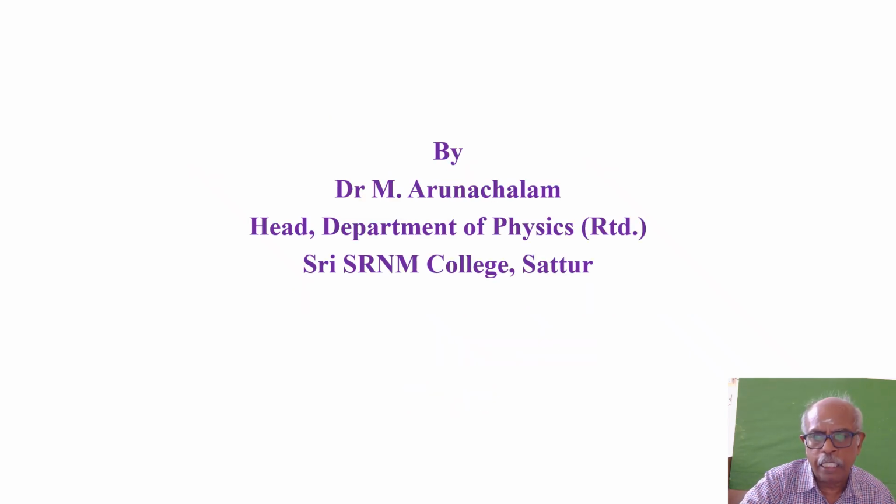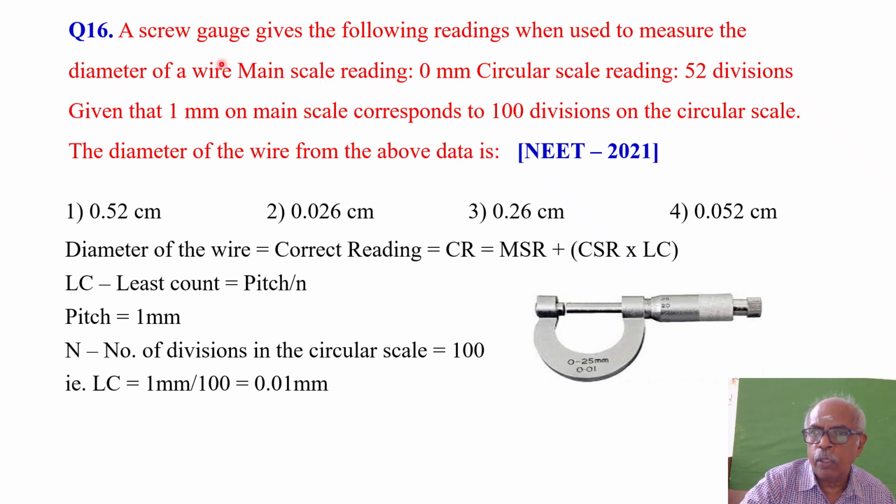Physics and Measurement. The question is, a screw gauge gives the following readings when used to measure the diameter of a wire. Main scale reading 0 mm. Circular scale reading 52 divisions. It is given that 1 mm of main scale corresponds to 100 divisions on the circular scale. The diameter of the wire from the above data is how much? 0.52 centimeter, 0.026 centimeter, 0.26 centimeter, 0.052 centimeter. These are all the four options given to you.